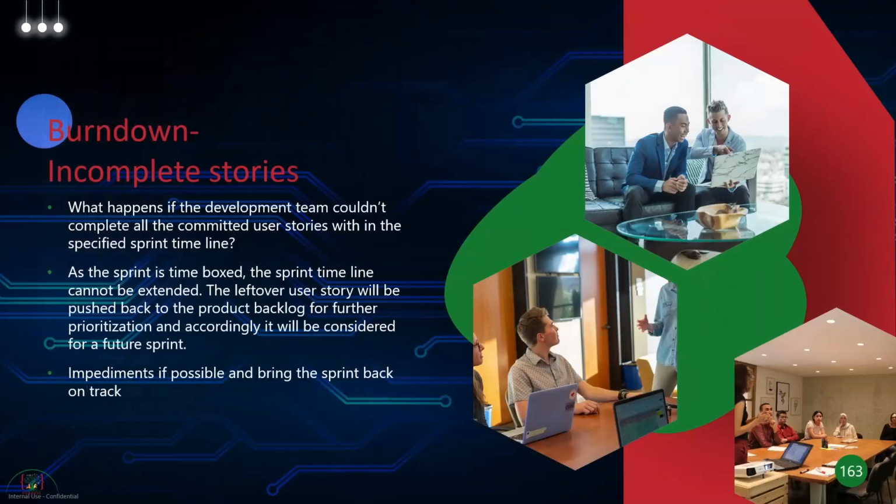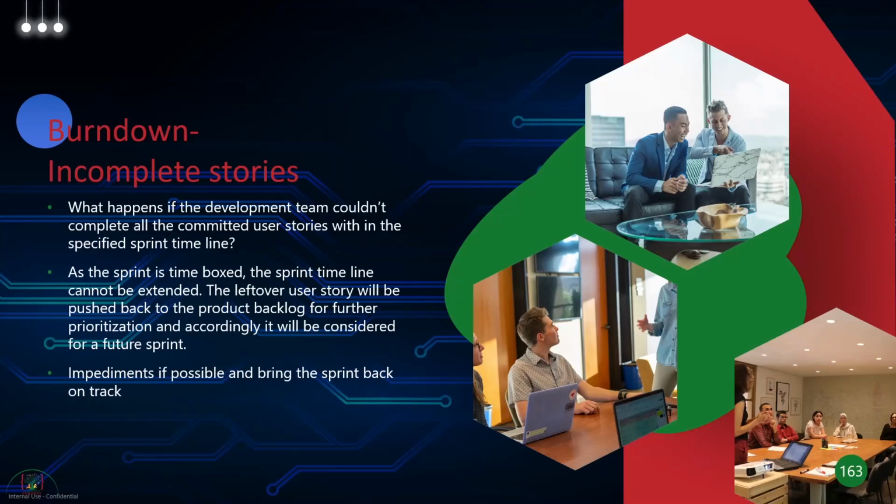Incomplete stories, right? What happens if a team has committed some user stories but they've not finished them in time? The thing is, because a sprint is time boxed, if you remember the inverted iron triangle, the timeline of the sprint cannot be extended. So what you have to do is, the leftover story has to go back to the product backlog and it has to be prioritized in the future, for a future sprint, right?